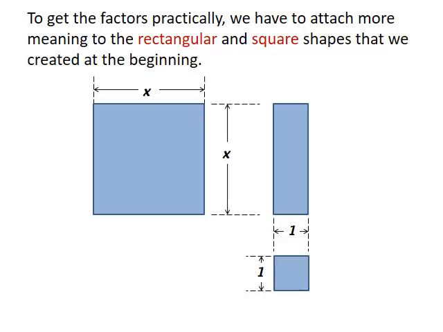So to get the factors practically, what we have to do is assign more meaning to these pieces which we have. So the bigger piece having sides x unit by x unit, the area of that would be x square. The rectangular piece having sides x unit and 1 unit, the area of that would be x. And the smaller piece having sides 1 by 1 unit, the area of that would be 1.